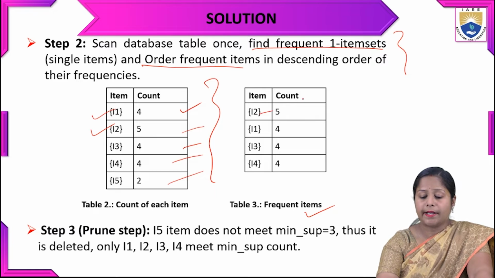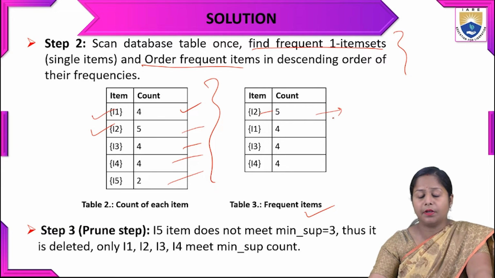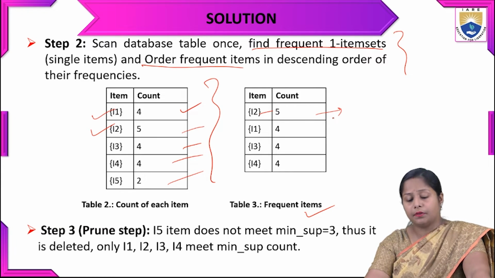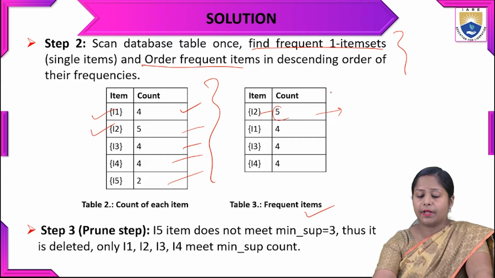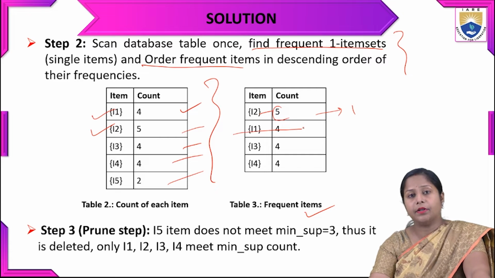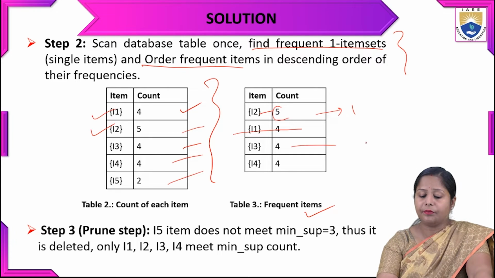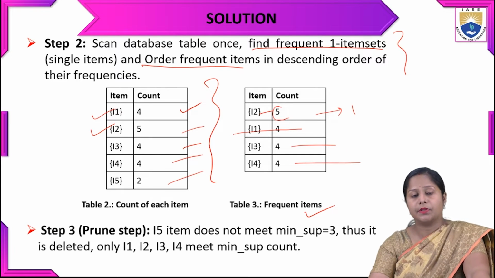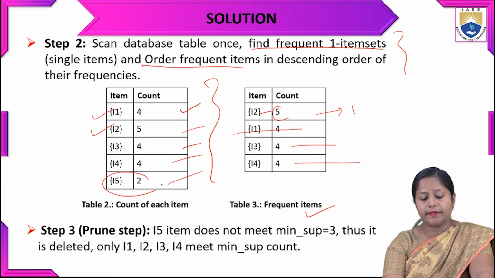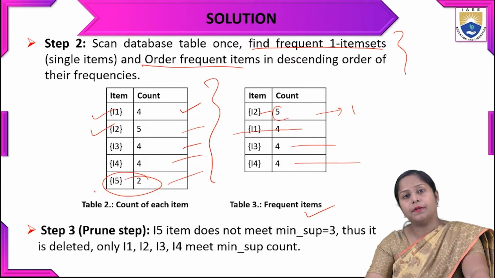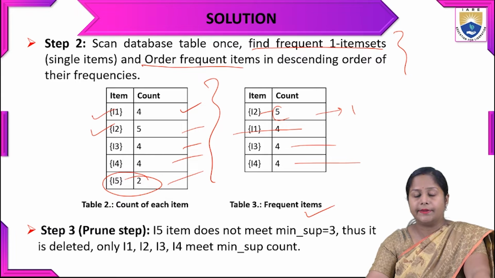So now item 2 has the most count, that is 5. So that will be the first. Now we will take I1, that is 4 count, I3 4 times, I4 4 times. Now here I5, that is the minimum support, has been pruned from that particular list.